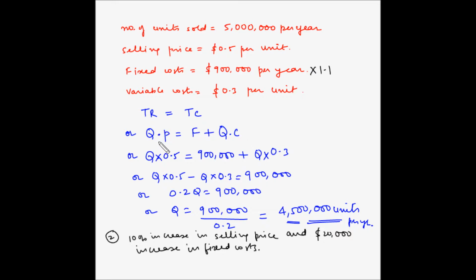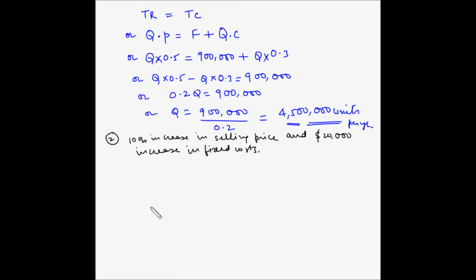That is, our selling price is also increasing, so we are getting more revenue, and our fixed cost is also increasing. That means we are incurring a higher cost as well. So basically the new selling price will be 0.5 multiplied by 1.1 for a 10% increase, and the fixed cost is going to be an additional $20,000. So let's now find out the new break-even point.